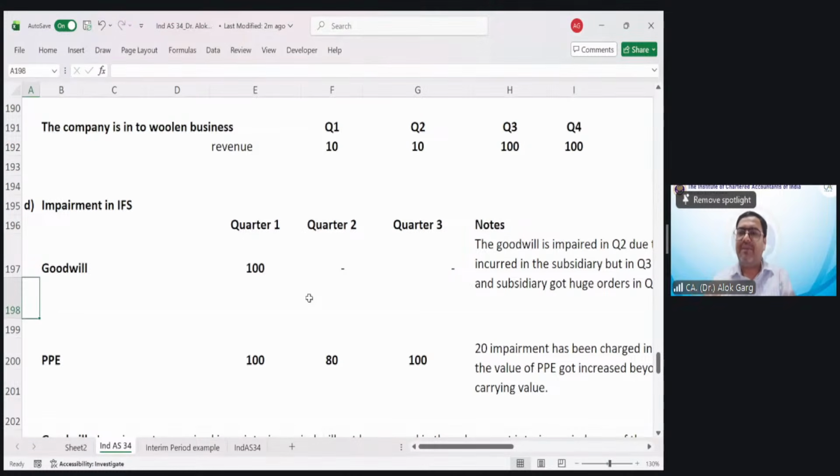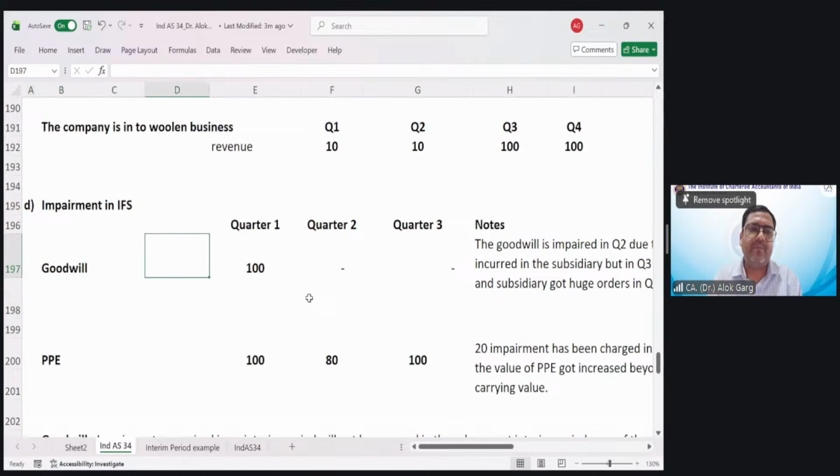Goodwill once impaired, it cannot be reversed in future. Other than goodwill, if there are other intangible assets, property, plant and equipment, fixed assets, once it is impaired, it can be reversed. The impairment can be reversed subsequently. Now, what is the guidance which is given in Ind AS 34?